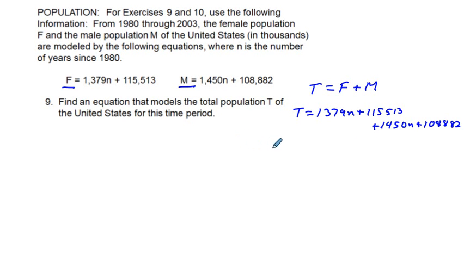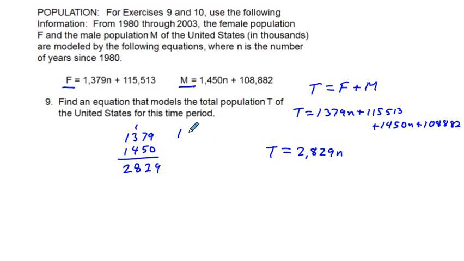So our total population is going to be equal to, we're going to take this 1,379N and add that to 1,450N, and for that we get 9, 12, 8, 2. So that's going to be 2,829 T. We got that wrong. 2,829 N. There we go.